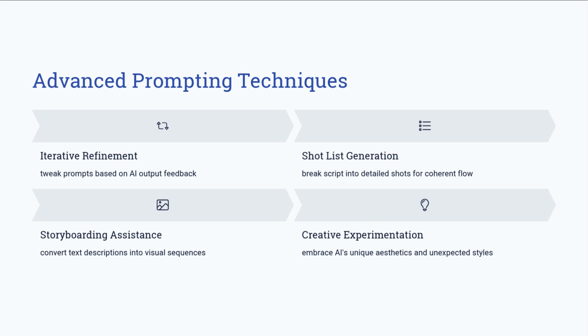And finally, creative experimentation. Let the AI do its thing. Sometimes, the weird outputs are the best ones. Try different styles: vaporwave, anime noir, retro VHS. Mix moods, break rules. That's the fun of AI, it surprises you. So yeah, refine, break it down, plan it out, then go wild. That's how pros do it with AI video.